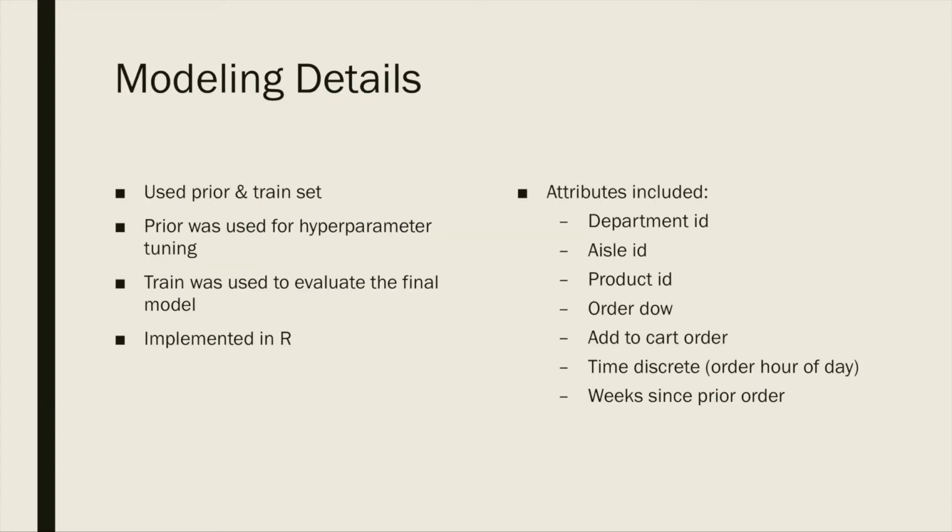And this implementation was done completely in R. So now getting to the actual modeling details. The prior data set was used to tune the hyperparameters, and then once the values had been selected for those, they were used to train the final model. So the train set was predicted on to evaluate the accuracy of the classifier. The attributes included in the model were department ID, aisle ID, product ID, order day of the week, add to cart order, the discretized hour of day, and the week since prior order.